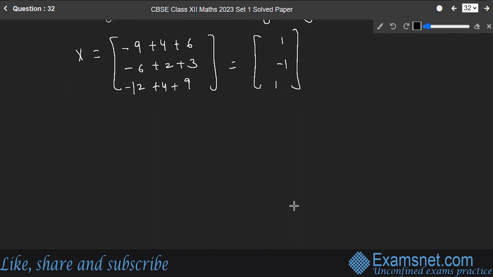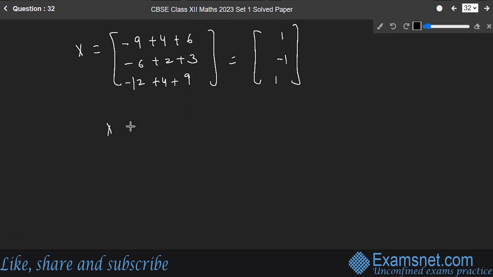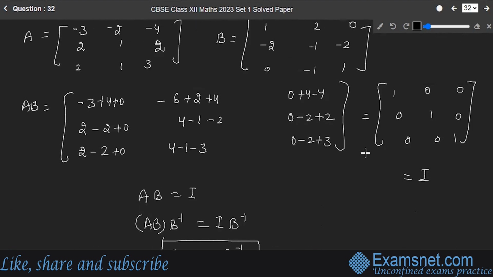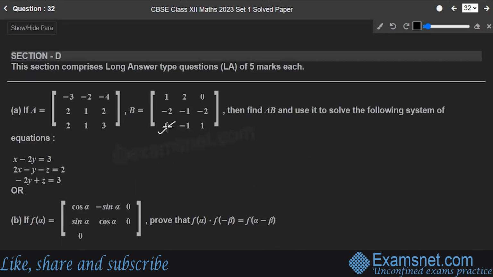Okay, so X comes out to be this, which means you have X is equal to 1, Y is equal to minus 1, and Z is equal to 1. So this is the answer for the A part of your question. That's it. Hope you understood this. Next, let's solve the B part of it.